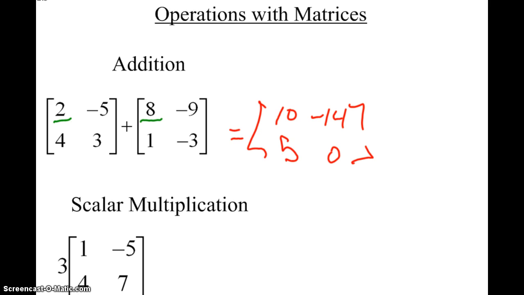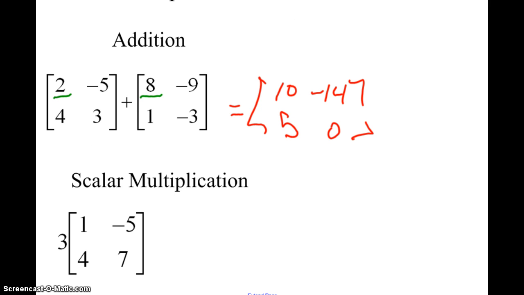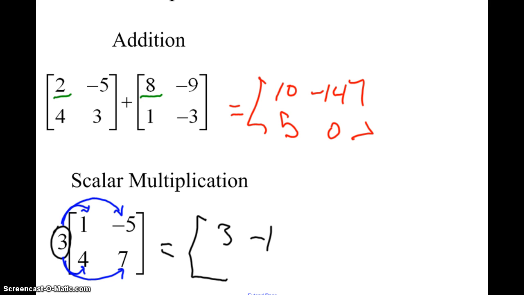Now scalar multiplication. Folks, this is enlarging the matrix, in this case, by 3. We want a new matrix that is 3 times larger than the last one. This is like distributing in multiplication, and you're going to multiply every piece by 3. So our matrix would become 3, negative 15, 12, 21. As you see, every element is just 3 times bigger than it was.